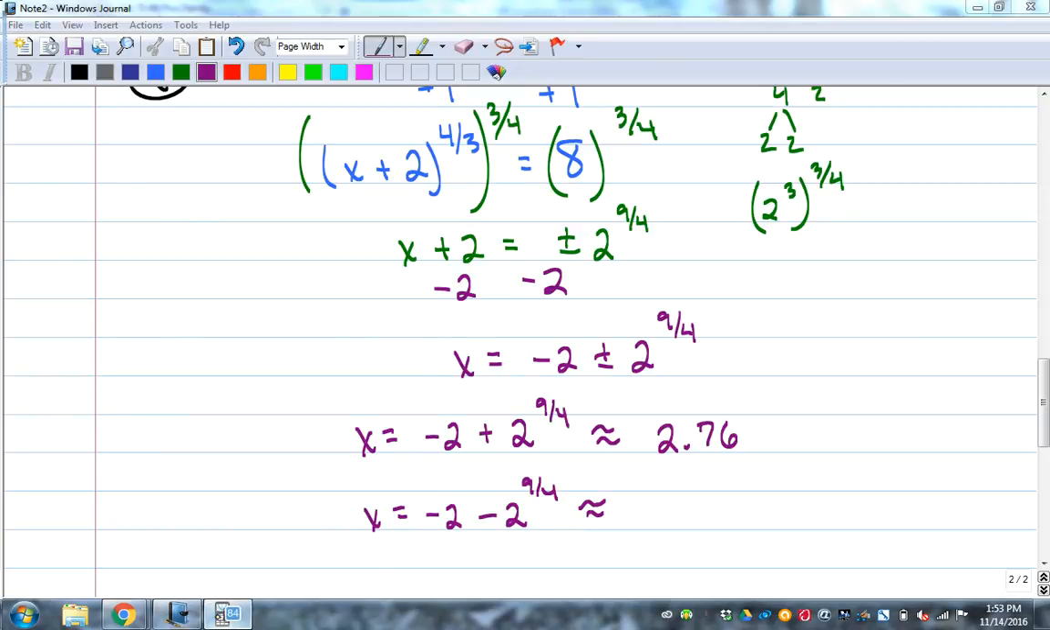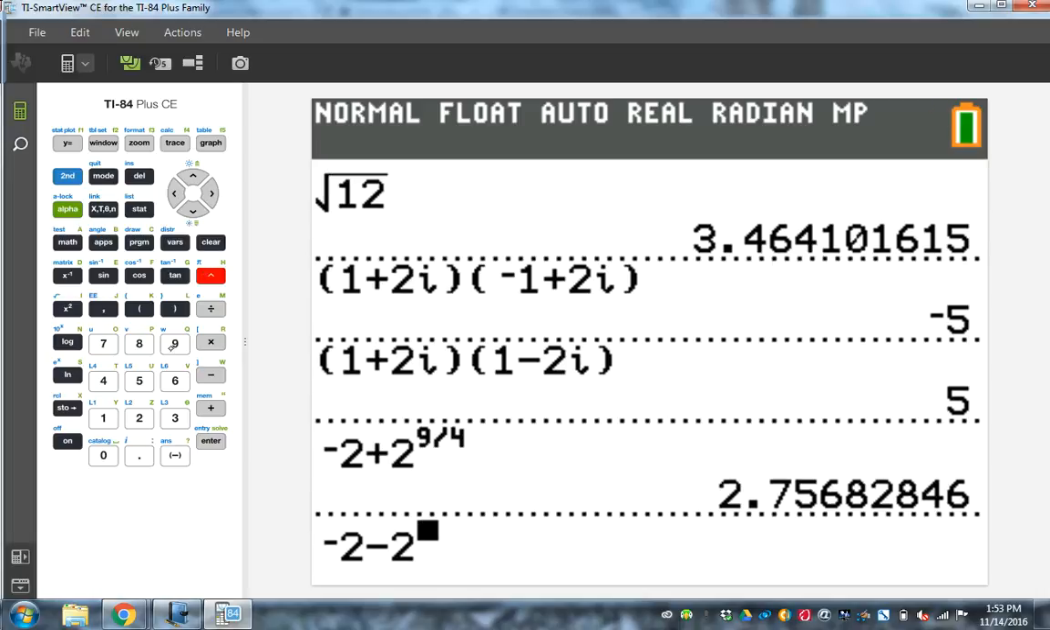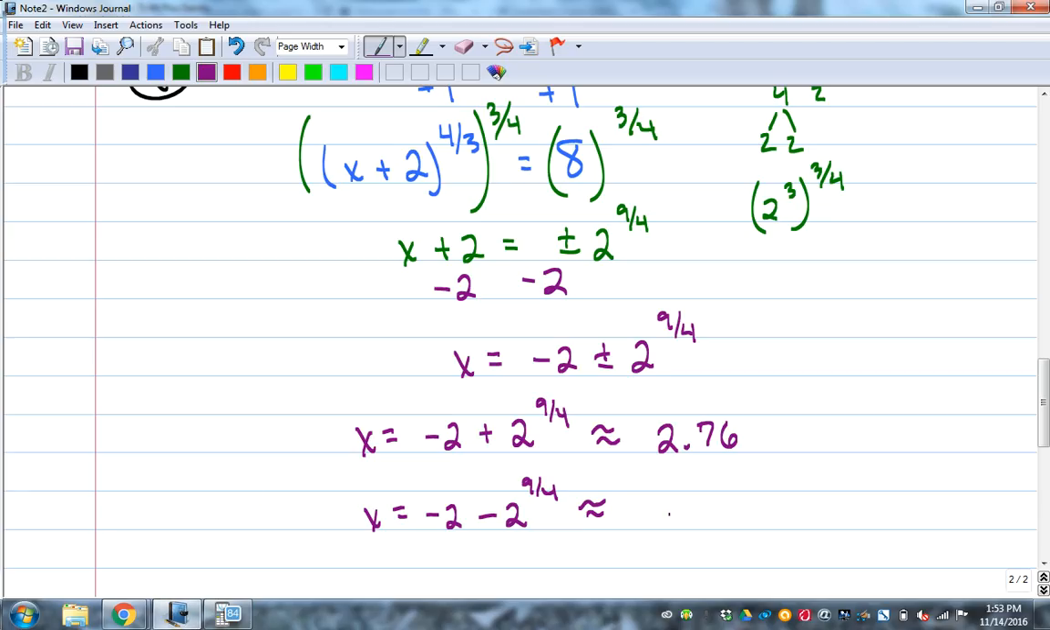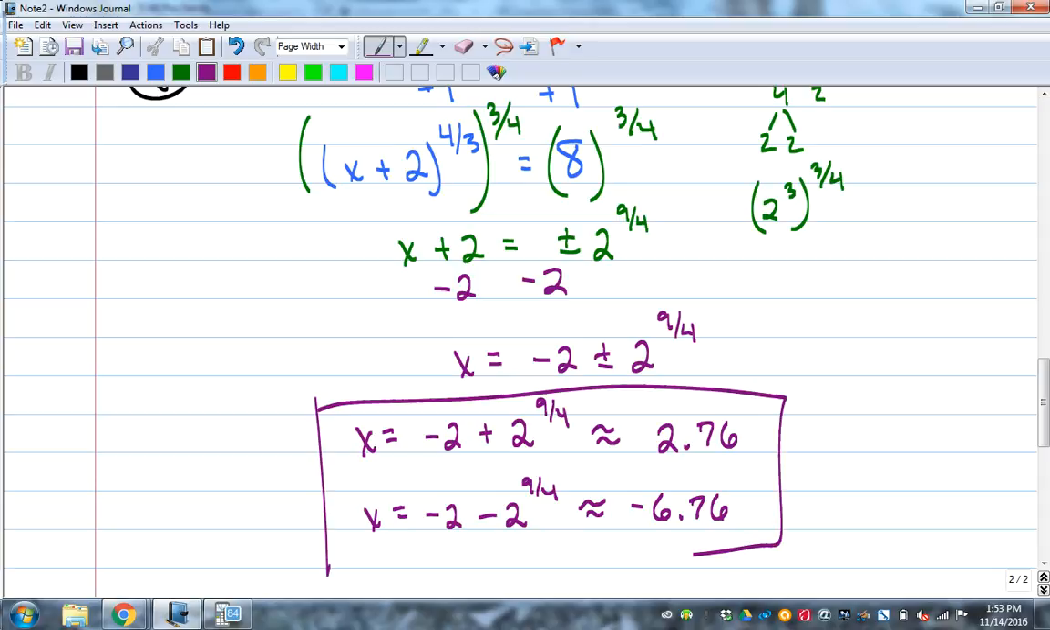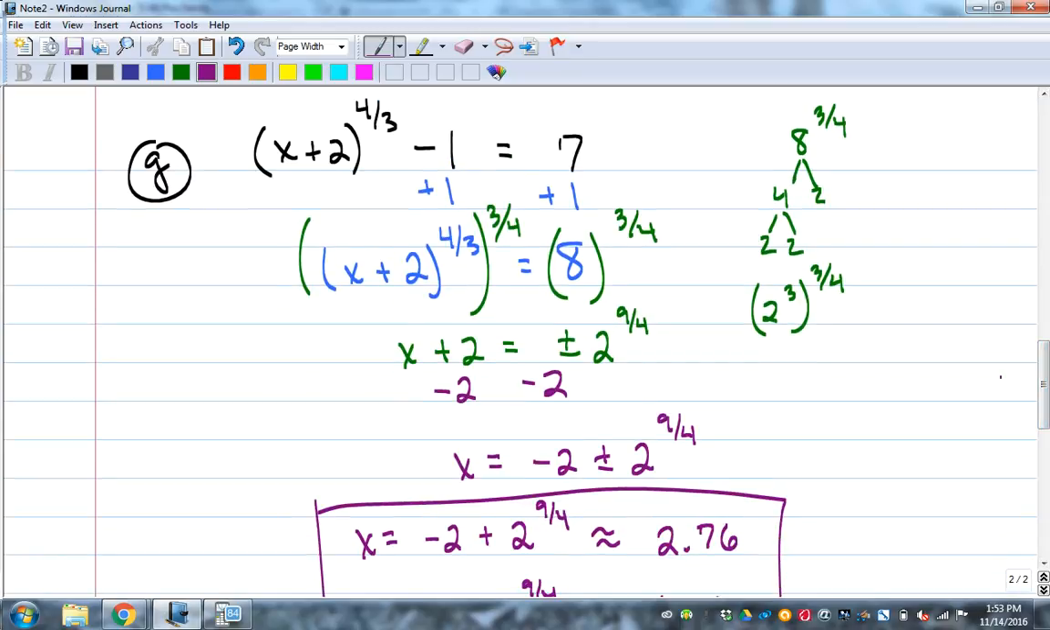And then I would do the minus. So negative 2 minus 2 raised to the 9/4. It'd be negative 6.76. We get 2 answers there. Both of those are okay to keep because the original problem doesn't have an even denominator on the fraction exponent.